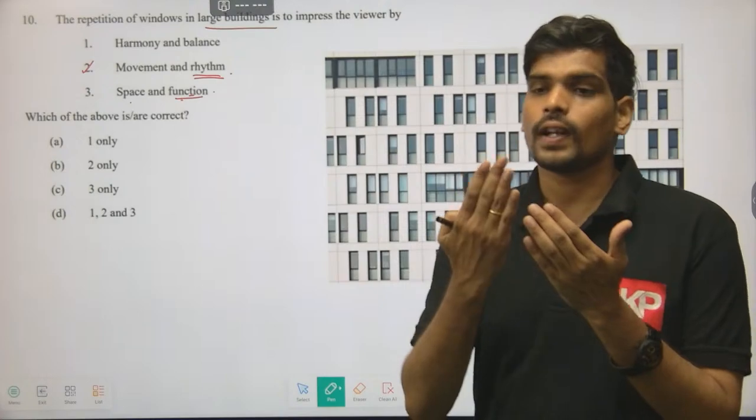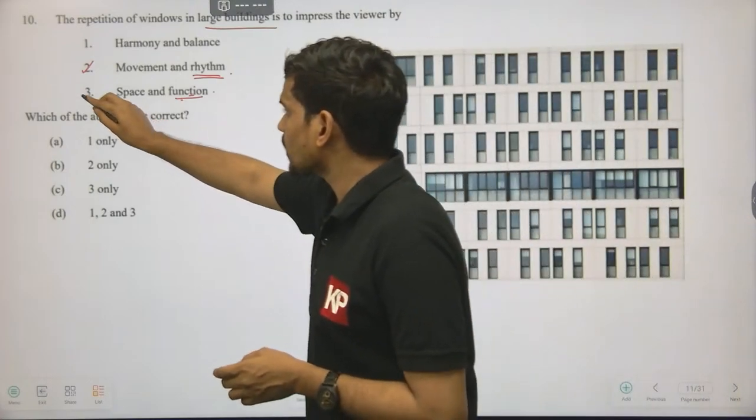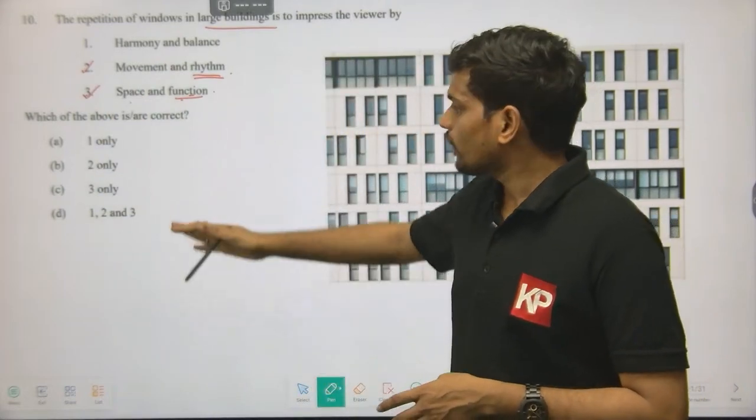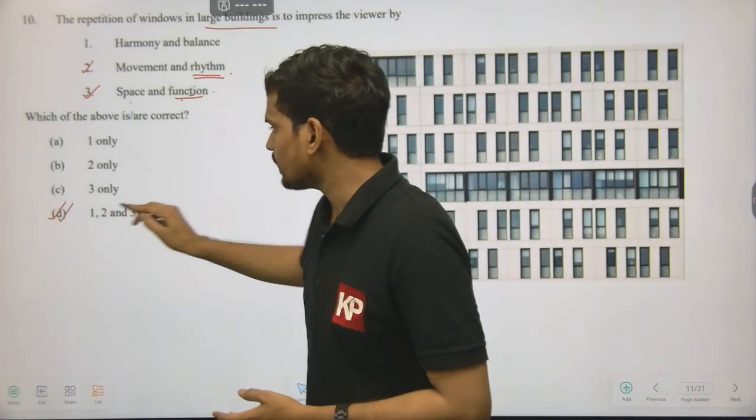Wherever you have a background and a foreground, that's basically creating positive and negative space. So space and function also is a relevant option. Now, if two are correct from the options, you can, by elimination approach, right away select D.